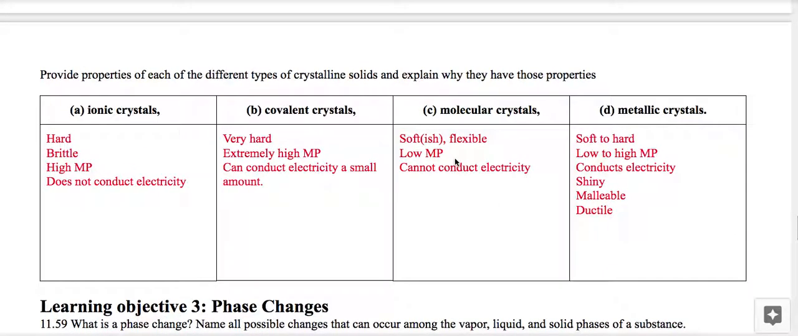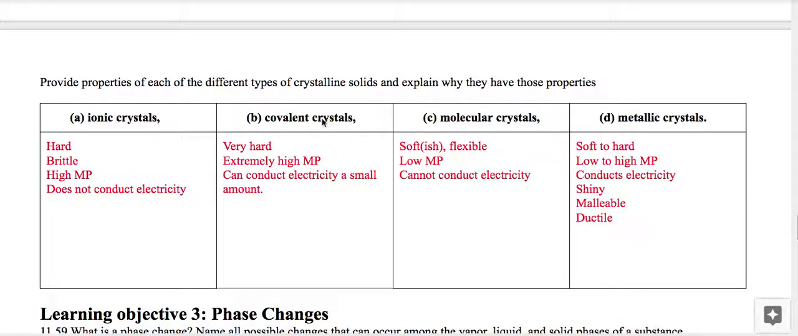All right, so we have ionic and covalent. If we look at ionic versus covalent, they're very similar in their properties, only covalent is very hard, with an extremely high melting point, and can conduct electricity in just a little bit. Now, for me, when I try to remember these things, I don't memorize the properties. Instead, I memorize the example, and then I start thinking about the properties of that example. Sodium chloride is hard, it's brittle, has a high melting point, does not conduct electricity, and that helps me remember all of the different properties of it, where covalent is going to be our diamond.